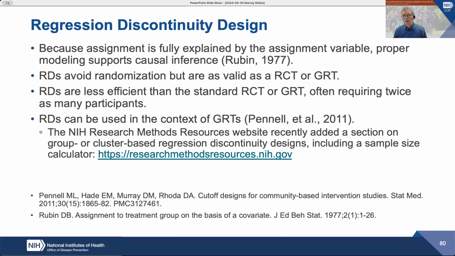If you model the relationship between the assignment variable and the outcome correctly, then the assignment to study arms is completely, fully explained by the assignment variable. And you can draw a causal inference from this design. And that's from no less of an expert than Don Rubin, who published a paper in 1977 on regression discontinuity designs. Most of us know him from his work on multiple imputation.